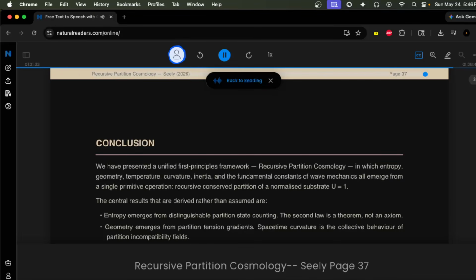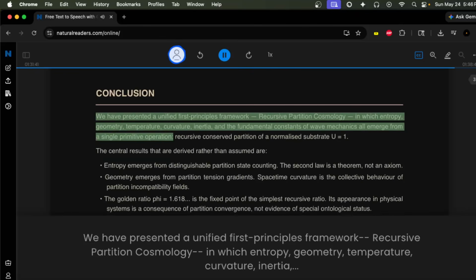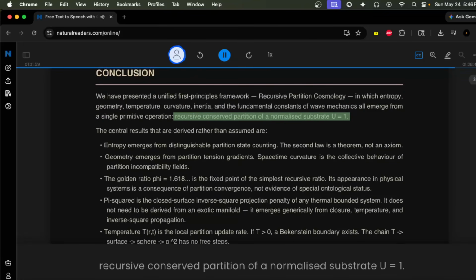Recursive Partition Cosmology, Seeley, page 37. Conclusion. We have presented a unified first-principles framework, recursive partition cosmology, in which entropy, geometry, temperature, curvature, inertia, and the fundamental constants of wave mechanics all emerge from a single primitive operation: recursive conserved partition of a normalized substrate, U equals 1.